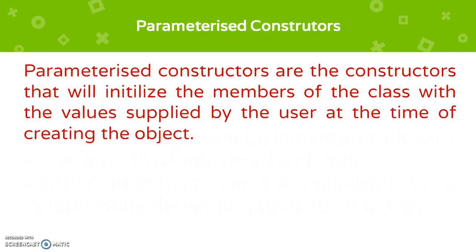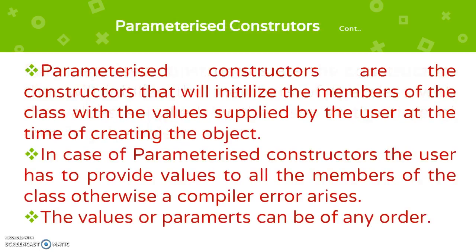And coming to the second type of constructors called parameterized constructors. So the name itself says once again parameterized. So the constructors here will definitely have some parameters initialized. So the statement says parameterized constructors are the constructors that will initialize the members of the class with the values supplied by the user at the time of creating the object. So once again, the time of creating object plays an important role. So let us just check the things. Parameterized constructors are the constructors that will initialize the members of the class with the values supplied by the user at the time of creating the object, as mentioned earlier.